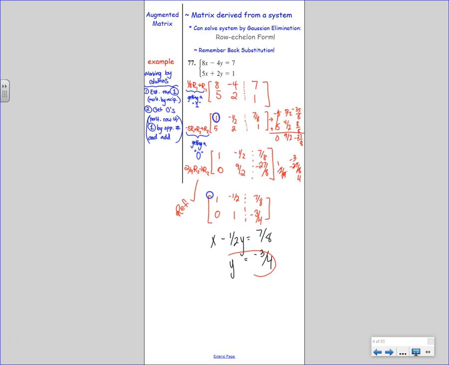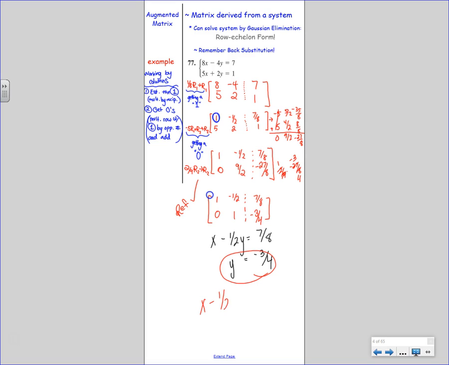Row echelon form is easier because you don't have to get the full identity matrix. You only have to get the main diagonal and zeros below. You don't have to deal with the above. But the dilemma is you're not done at the end. You're only part way there. You know one answer, but you still have to plug in to find the other.